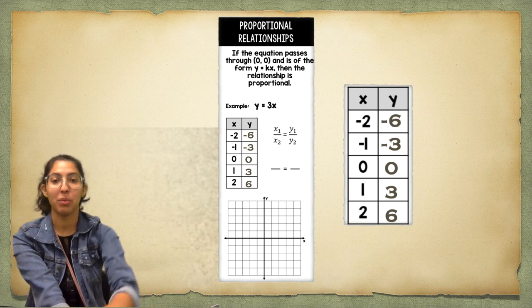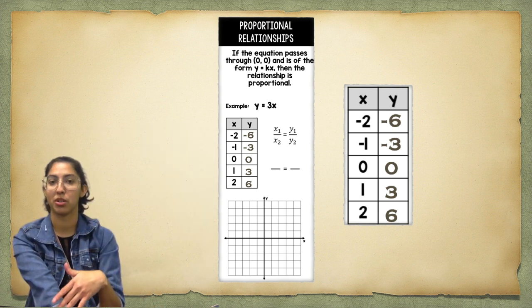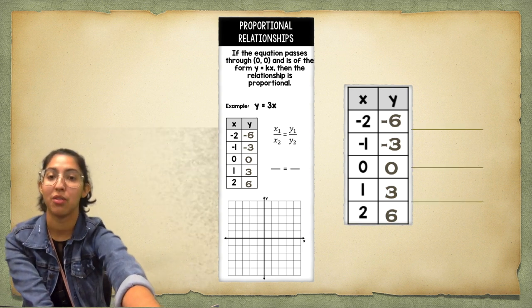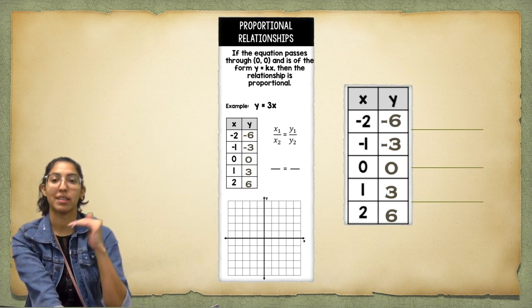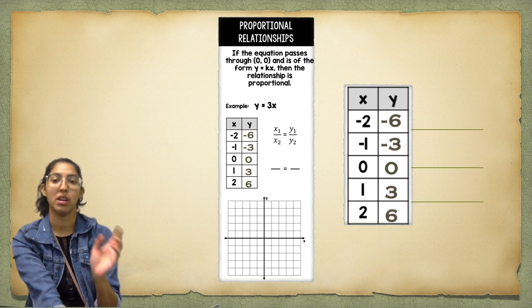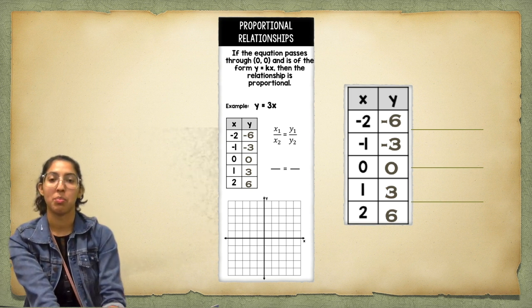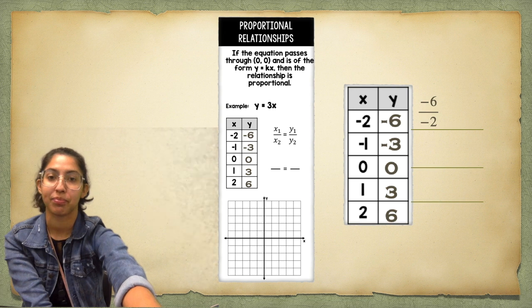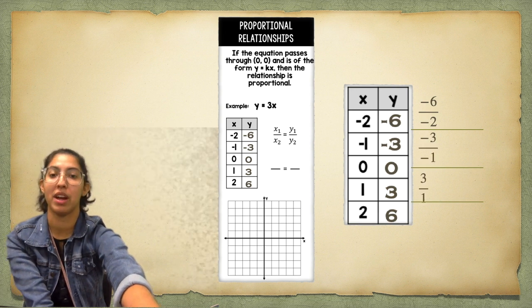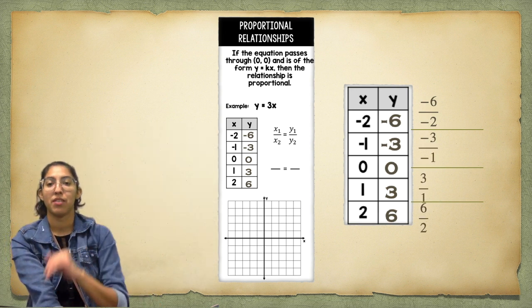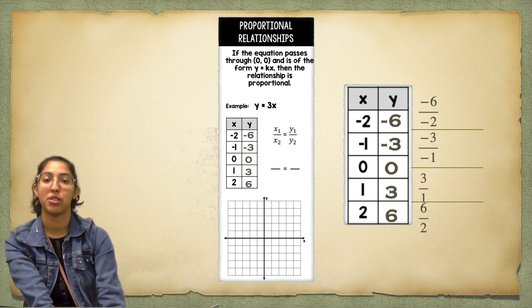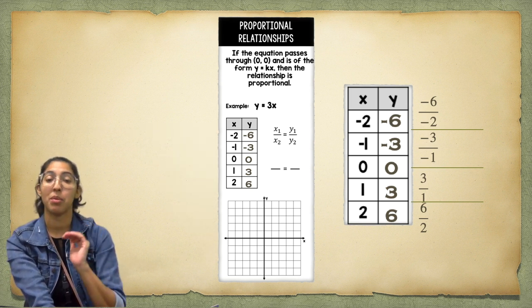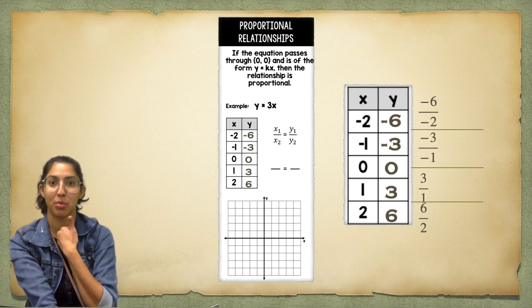So the real way we can tell if a table is proportional or not is we take our ratios of each of our coordinates except for (0, 0), so (-6, -2), (-3, -1), (3, 1), and (6, 2). We put y over x. So we're going to put y over x: -6 over -2, -3 divided by -1, 3 over 1, and 6 over 2. And if they give us the same number every single time, then it is proportional.